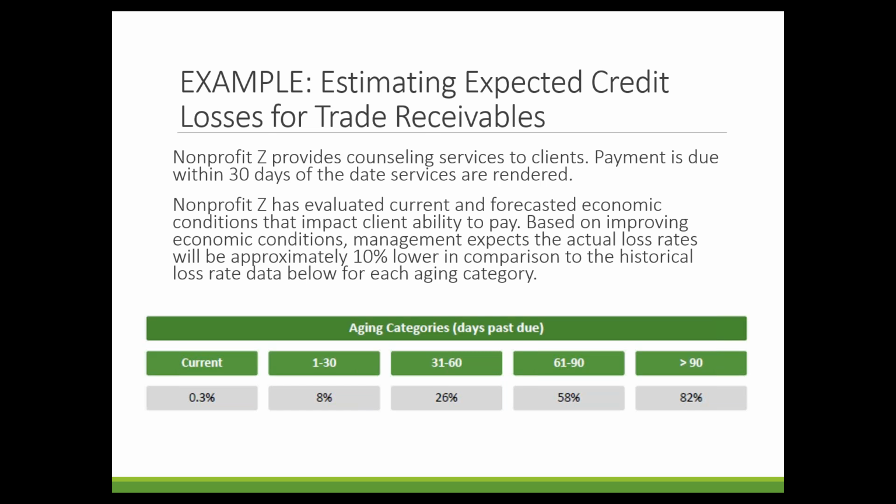Now let's look at a practical example for how we might estimate credit losses for trade accounts receivable. Nonprofit Z provides counseling services to clients. Payment is due within 30 days of the date the services are rendered. Nonprofit Z has evaluated current and forecasted economic conditions that impact client ability to pay. Based on improving economic conditions, management expects that actual loss rates will be approximately 10% lower in comparison to the historical loss rate below for each aging category. So we started with the historical loss rates, and since we believe the current and forecasted conditions are more favorable to collectability, we're adjusting those historical rates downward by that 10% amount.